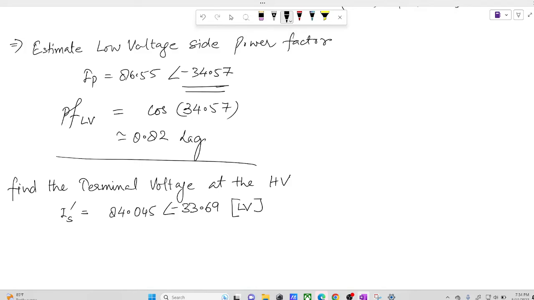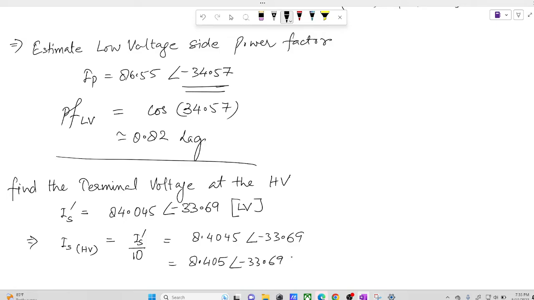So what will be the original current in the high voltage side? That will be divided by 10 times. So IS in the high voltage side, the secondary current, will be IS dash by 10, that is equals to 8.4045 at an angle of minus 33.69. Rounding it off, we can write it as 8.405 angle minus 33.69 ampere.